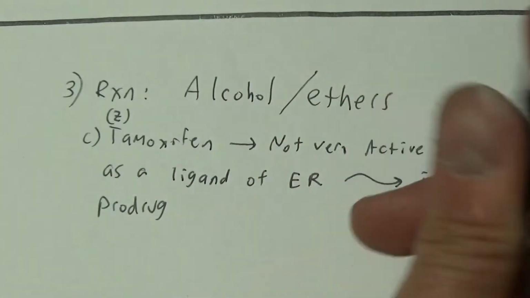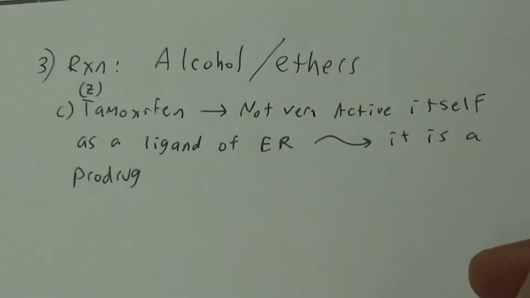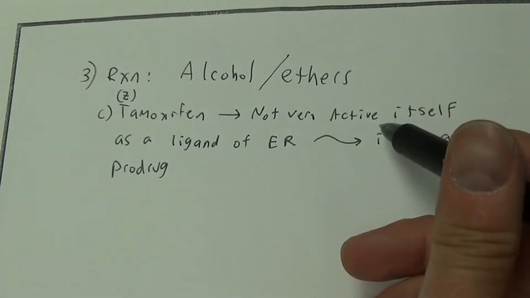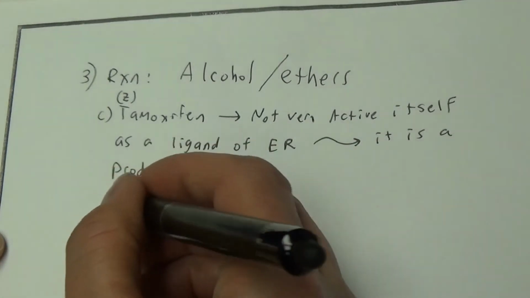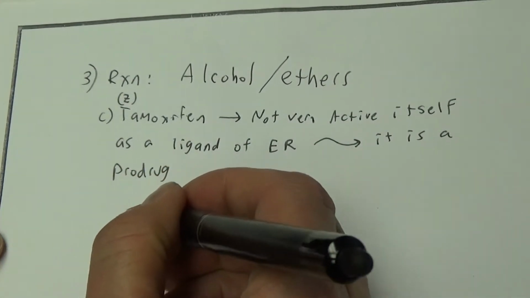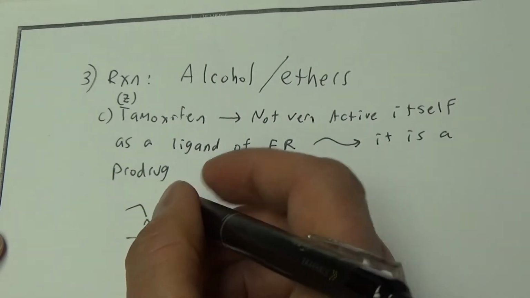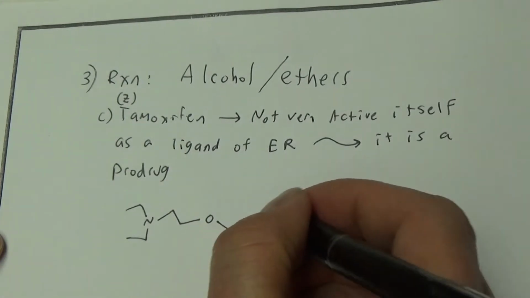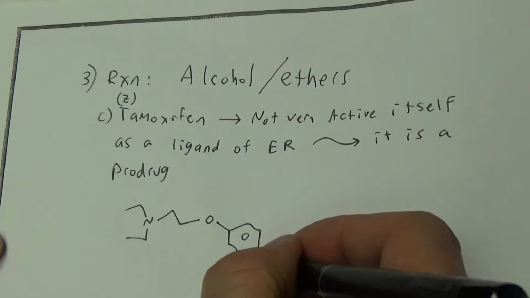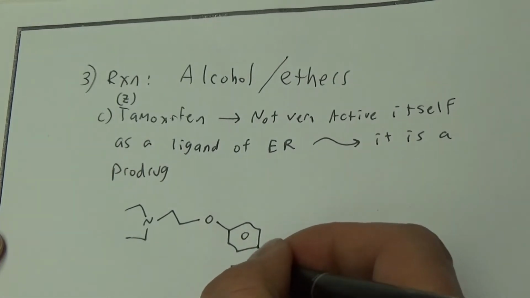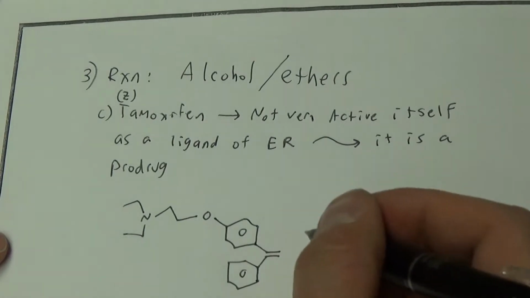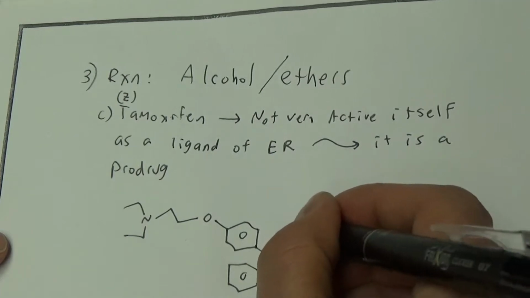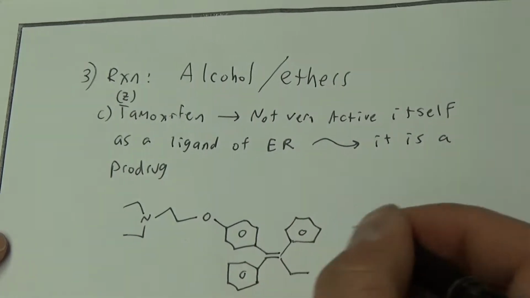Okay, so that basically means that the molecule has to be metabolized or oxidized in order to be biologically active. So let's just draw that reaction. You've got 2 ethyl groups. We've got our phenyl, and the phenyl with the ether on it. We've got a phenyl up top here. We've got an ethyl group here.